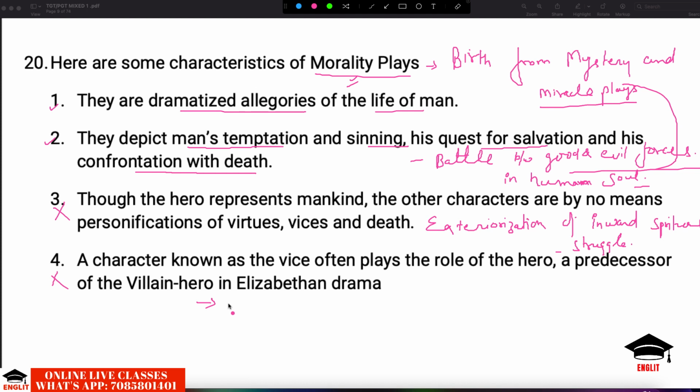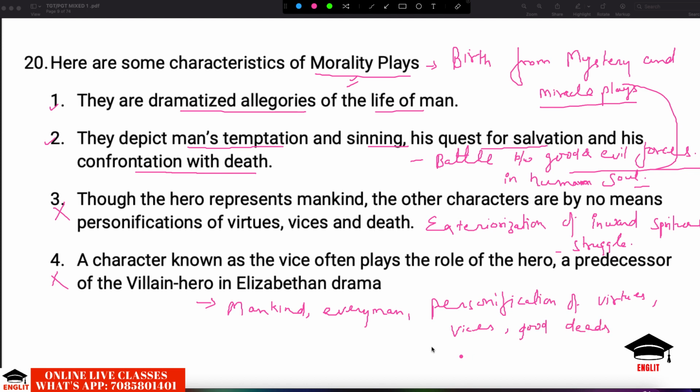The common protagonists are mankind, everyman, and other characters that are personifications of virtues, vices, good deeds, knowledge, etc. So the common characters in these morality plays are mankind or everyman, and the personification of virtues, death, sin, chastity, knowledge, courage. So these are the characters commonly found in morality plays.